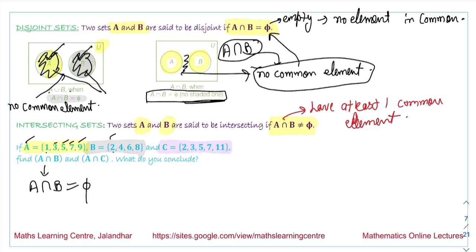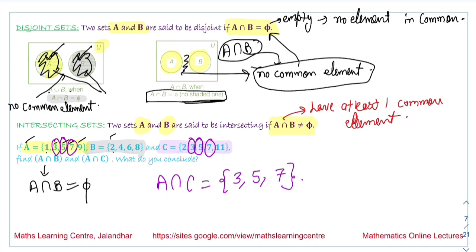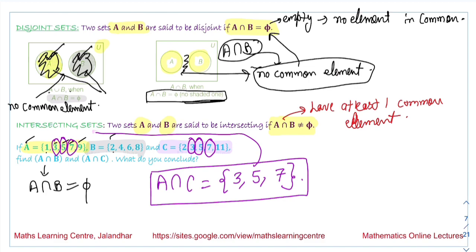When we are talking about A and C, so A intersection C, this 3 is common, then we have this 5 is common, then we have this 7 is common. So A intersection C is equal to 3, 5 and 7. So these two sets are not disjoint, they are intersecting sets.